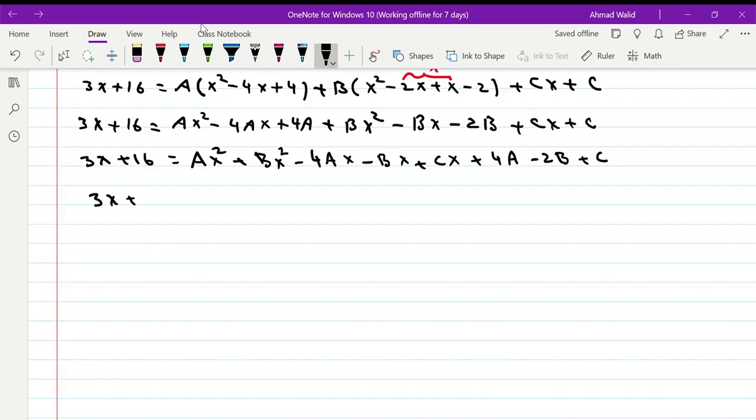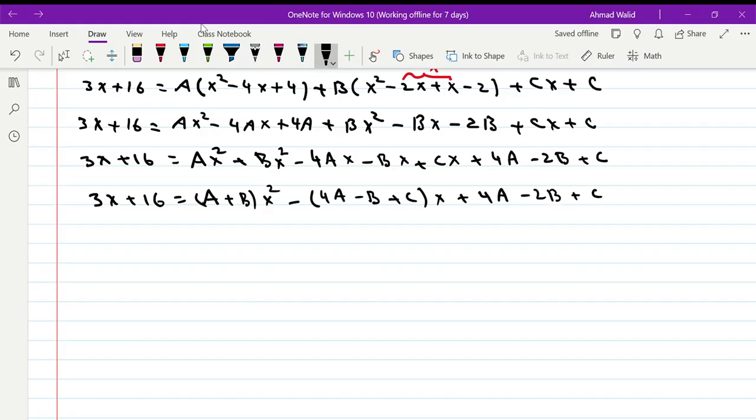3x plus 16 equals, here factor x squared. You can write A plus B, then x squared. Here factor out x: minus 4A minus B plus C and x. And keep the constants, 4A minus 2B plus C. You need x squared on the left side. Add here 0x squared. Correct?